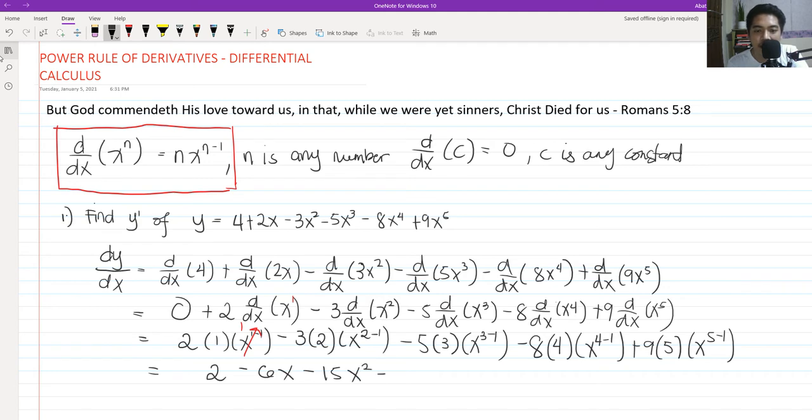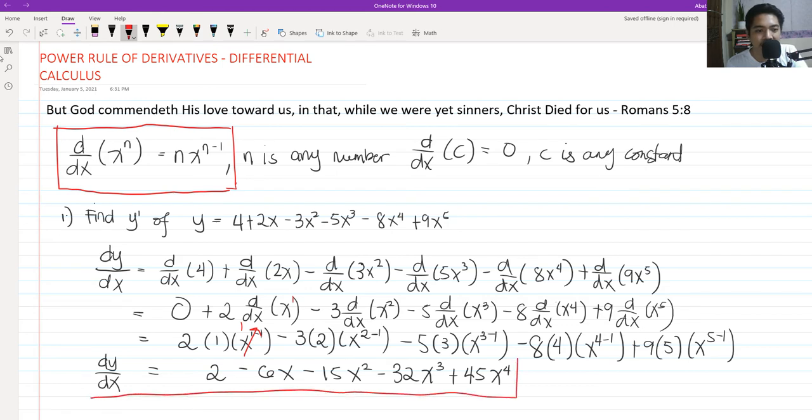We have minus 8 times 4, that's 32. And we have x raised to 4 minus 1, that should be x cubed. Plus 9 times 5 would be 45. Okay? X raised to 5 minus 1 would be x raised to 4. And this is our derivative of y with respect to x.